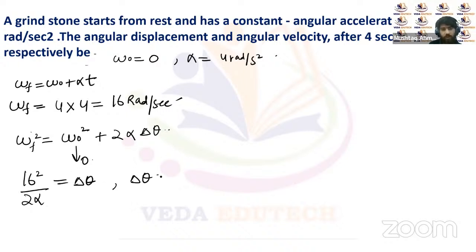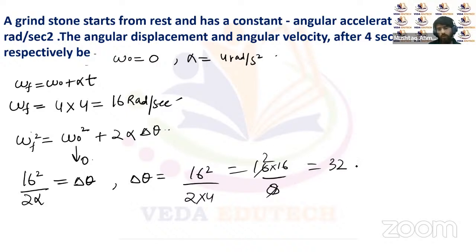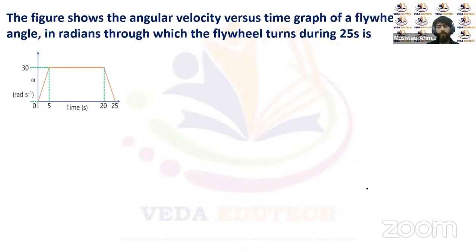So from here delta theta will be 16 square upon 2 multiplied by 4, that's 8. It will be 16 multiplied by 16 upon 8, which is equal to 32 radians. So 32 radians will be the angular displacement for time t equal to 4 seconds. We use the equations of circular motion here, because the angular acceleration was a constant quantity, so we can use the equations of motion for circular motion.